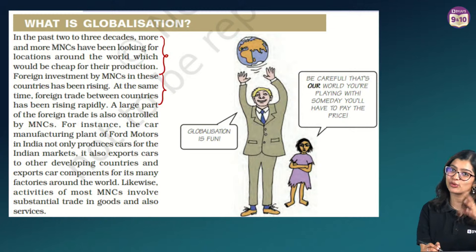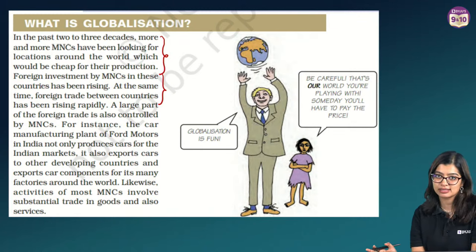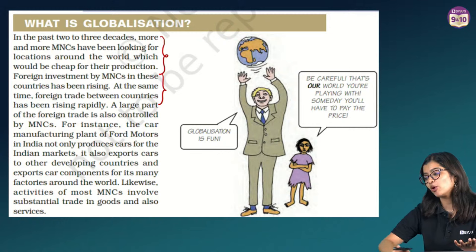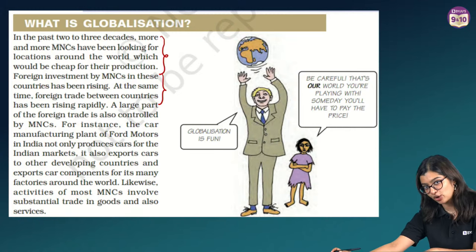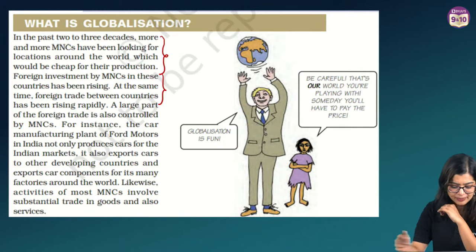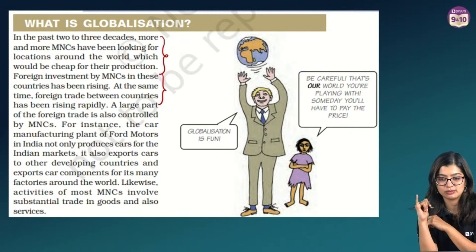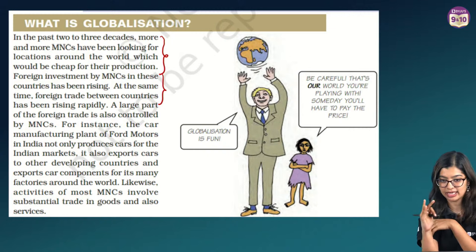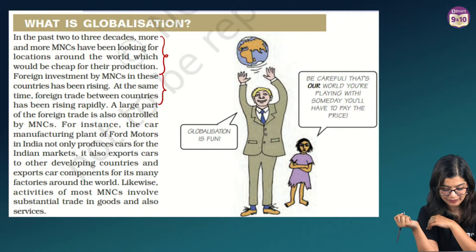Now, if you read the previous part and this part, don't you think all of this is more or less the same? Same story they are telling across different topics, but understanding the MNC bit was a little important so that you write answers easily. That's all, right? So we know that foreign investments and foreign trades are made by MNCs and they are rapidly rising, right?